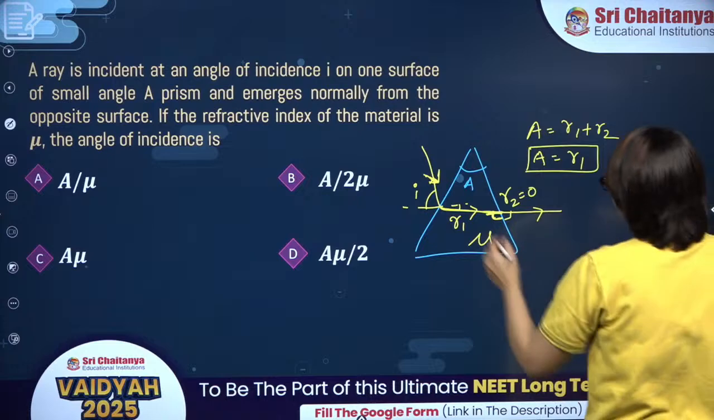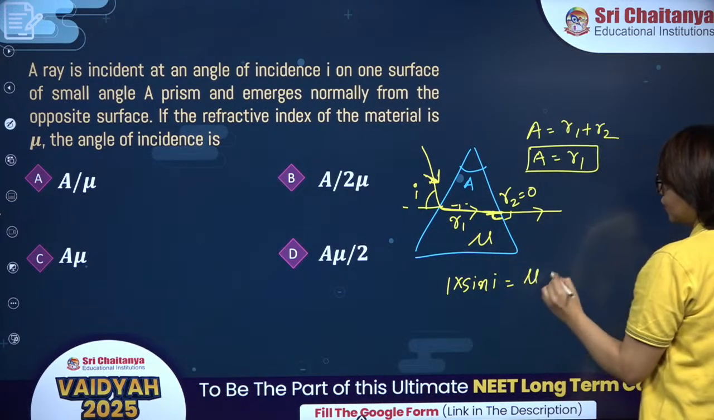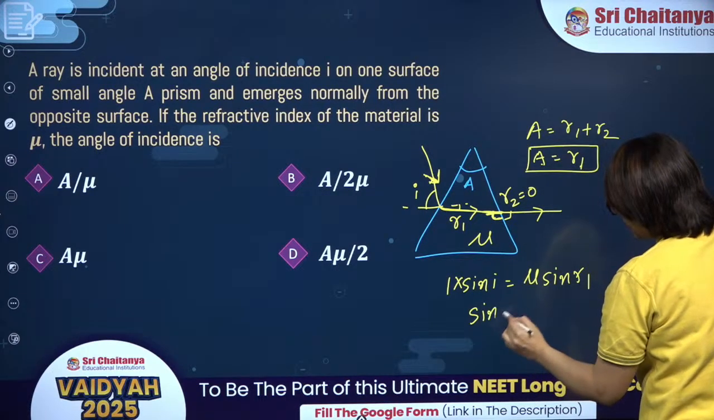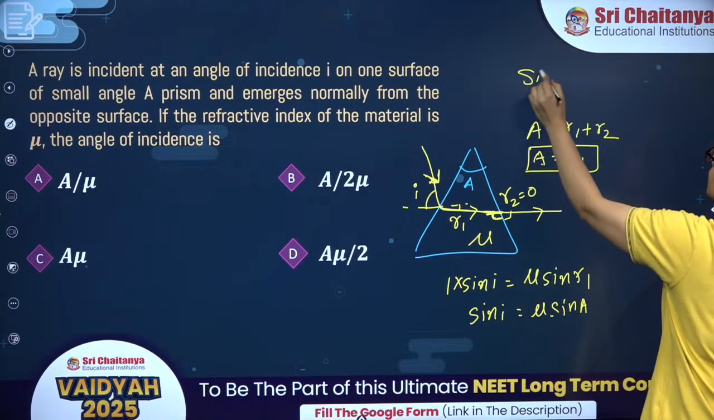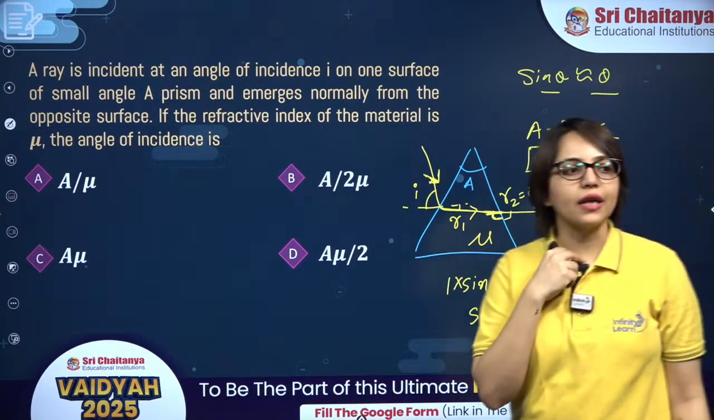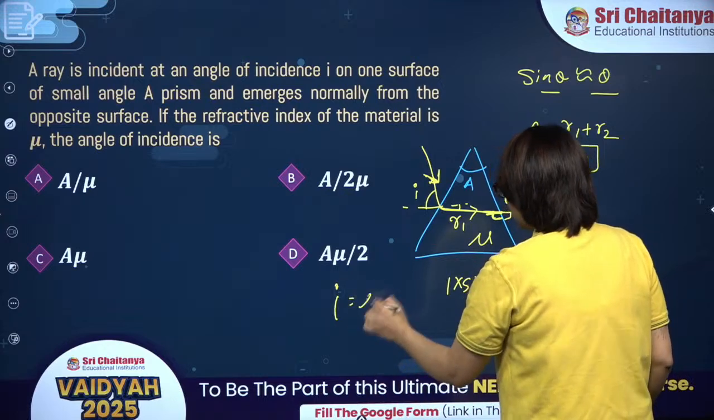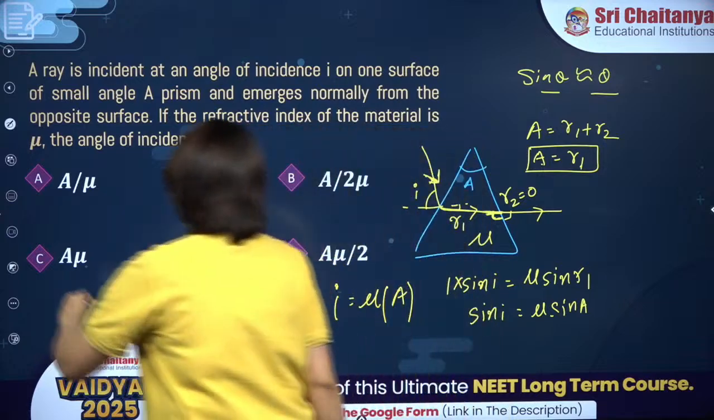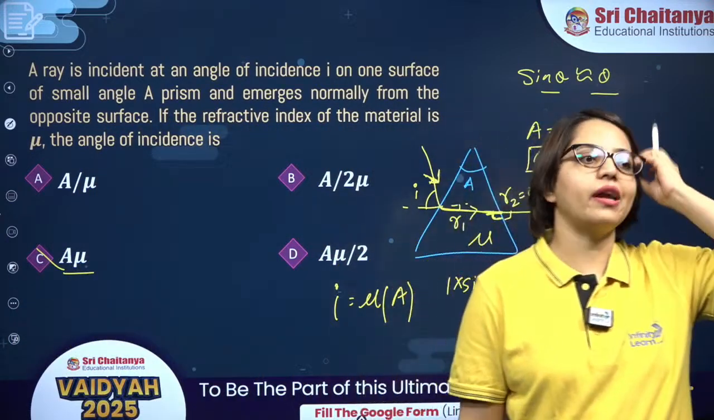So apply laws of refraction over here. 1 into sin I is equal to mu into sin R1. But R1 is A, so you can write sin I is equal to mu sin A. Now for small angle, sin theta can be written as theta in radian. So sin I can be written as I, and it is mu times sin A, which is just A. So I will be mu into A, which is option C. Option C is the correct answer. Chaliye, well done guys, well done.